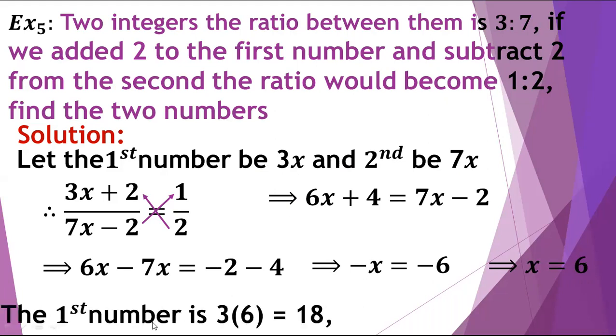So the first number is going to be 3 times x. 3 times 6 equals 18. And the second number, 7x, we can replace x by the number 6. So it's going to be 7 times 6 equals 42.